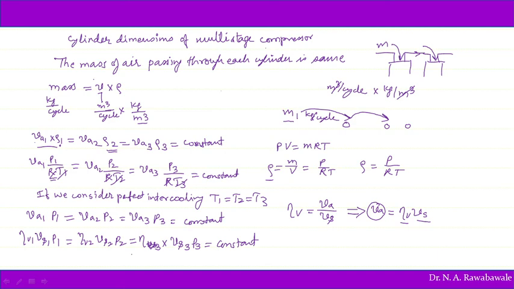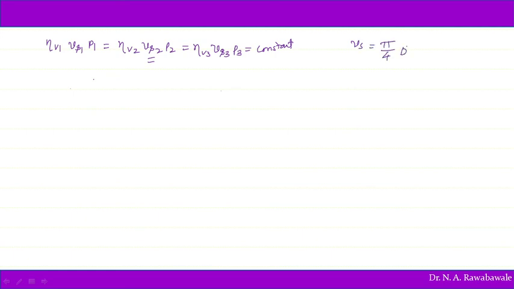So we'll copy this equation on the next slide. Volumetric efficiency of first cylinder into swept volume of first cylinder into pressure P1, which is equal to volumetric efficiency of second cylinder into swept volume of second cylinder into pressure P2, is equal to volumetric efficiency of third cylinder into swept volume of third cylinder into P3 is equal to constant. Now this swept volume Vs is given by pi by 4 d square L.